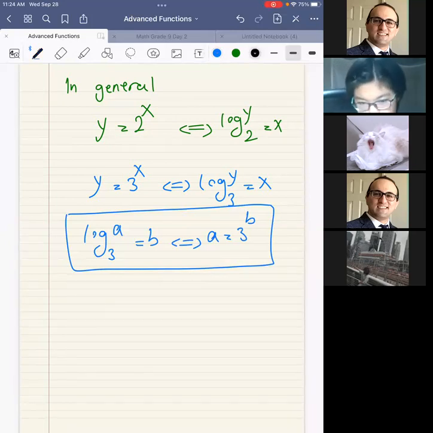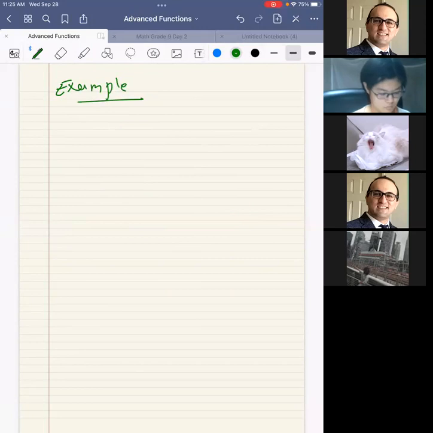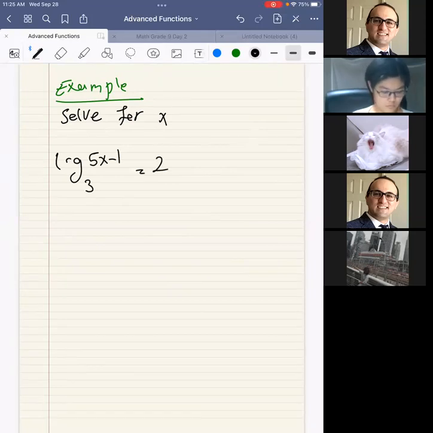Now let me give you some examples of solving equations. You remember we had some exponential equations. Now we have some logarithmic equations. Solve for x: log of 5x minus 1 with base 3 is equal to 2. That means 5x minus 1 is what? Log of what number with base 3 is equal to 2?